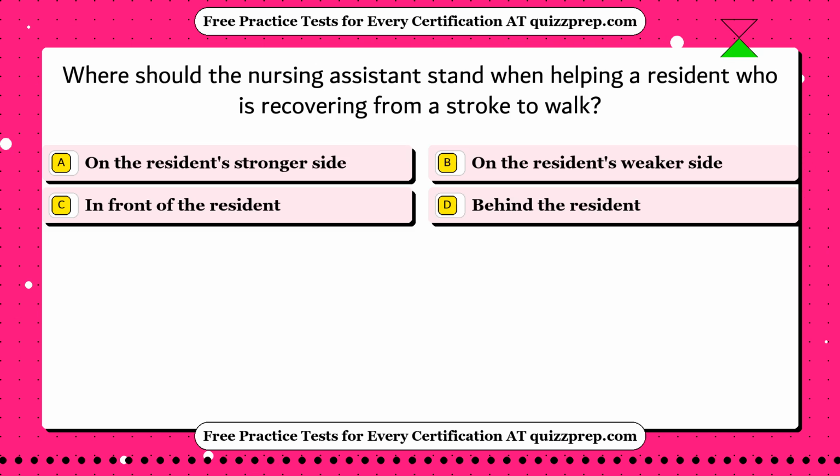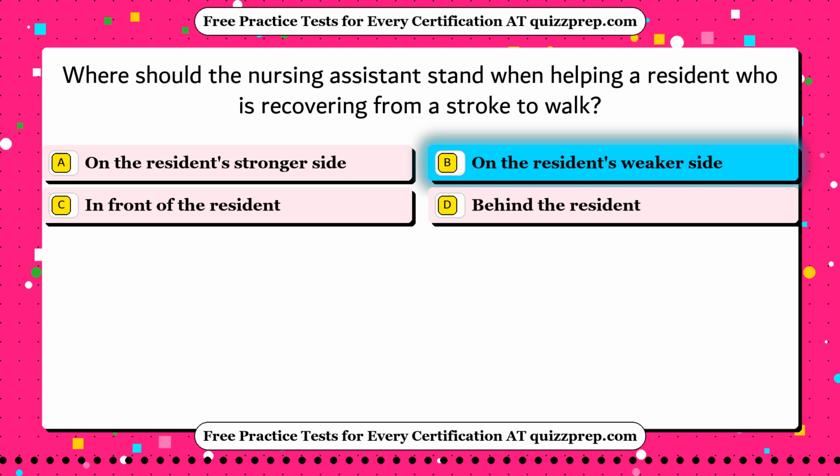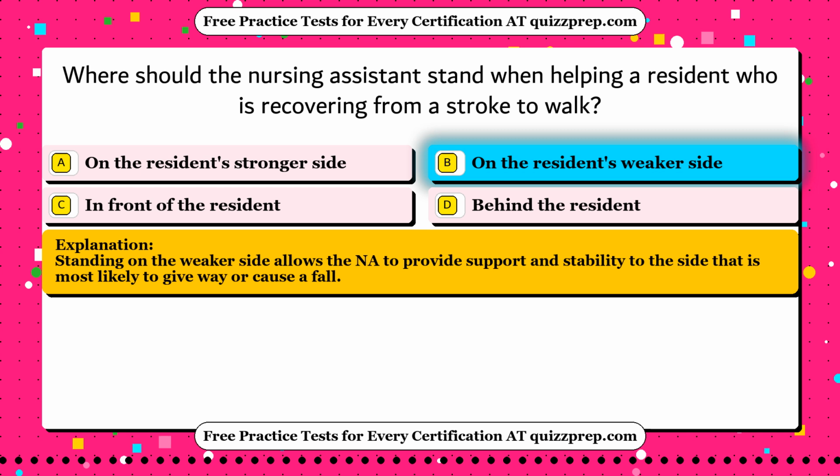Question 24. Where should the nursing assistant stand when helping a resident who is recovering from a stroke to walk? Option A, on the resident's stronger side. Option B, on the resident's weaker side. Option C, in front of the resident. Option D, behind the resident. The correct answer is Option B, on the resident's weaker side. Standing on the weaker side allows the NNAAP to provide support and stability to the side that is most likely to give way or cause a fall.